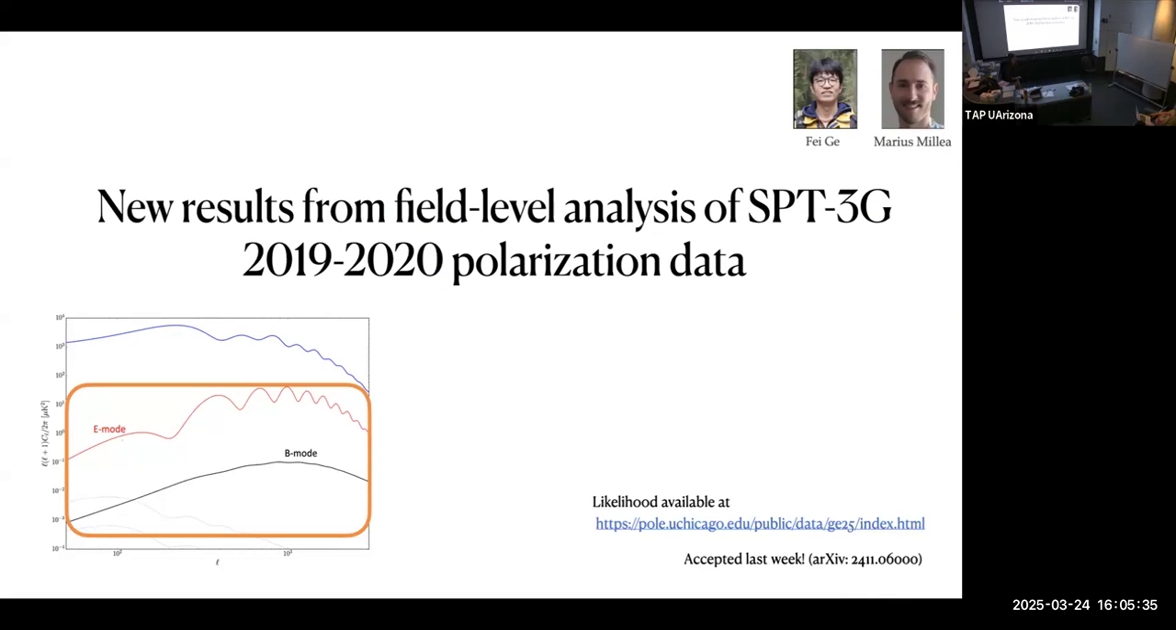And that's what we did in this really latest result from SPT, using field level analysis on this data set, but just on polarization. This is work led by Fei and Marius. Also, the likelihood is publicly available, so feel free to play with the chains and combine with your favorite data sets.